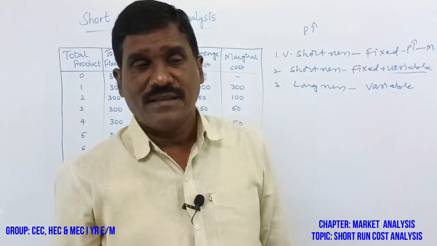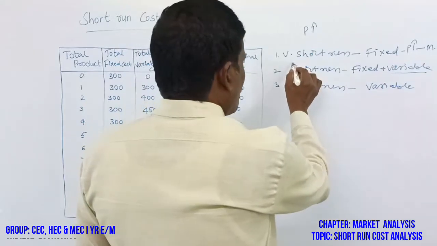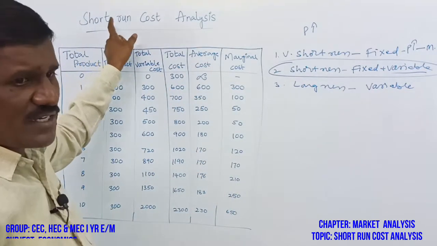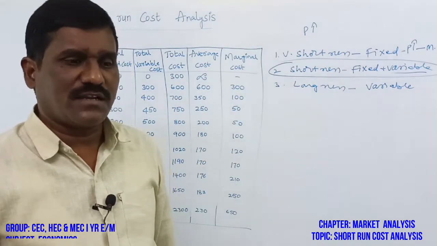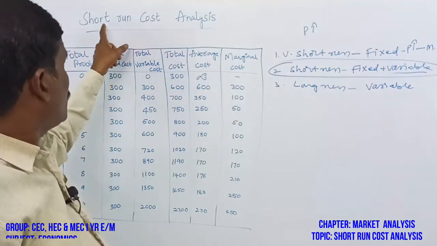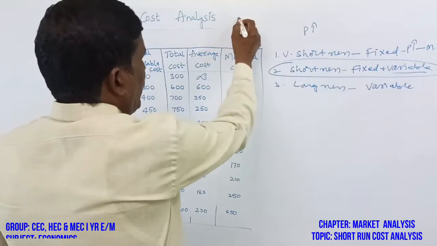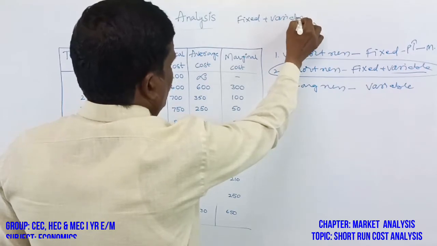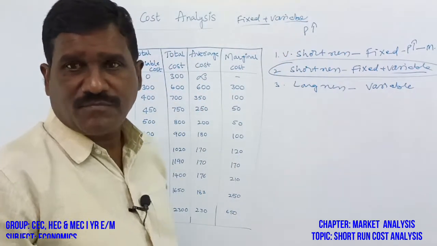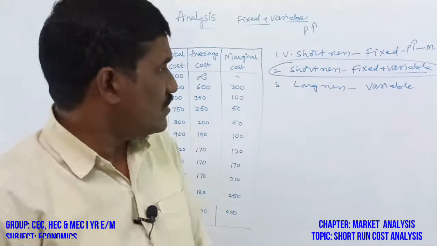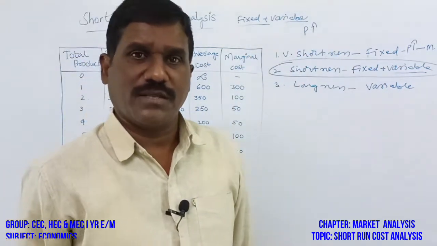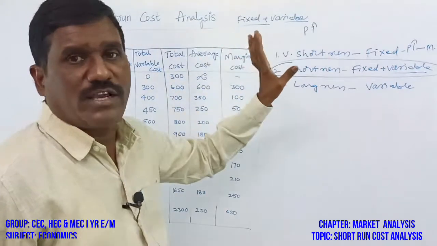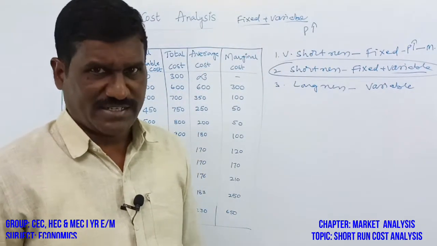So here we are discussing the short run, the short-term cost analysis. In the short-term cost analysis, fixed factors are there and variable factors are also there. How can we use the fixed and the variable factors?